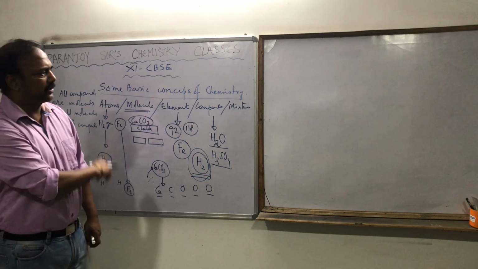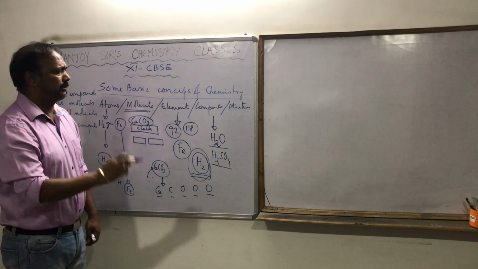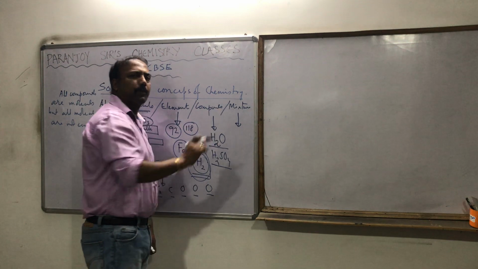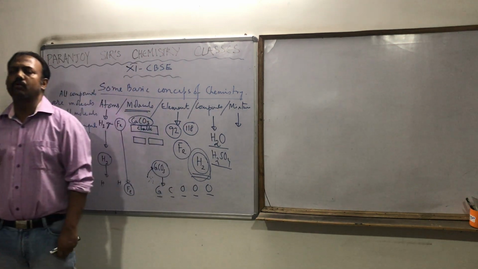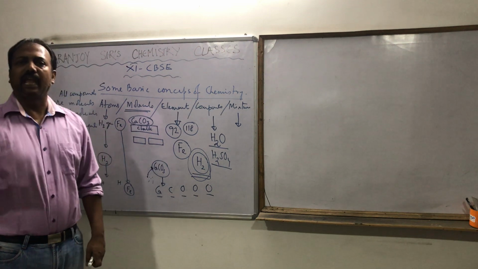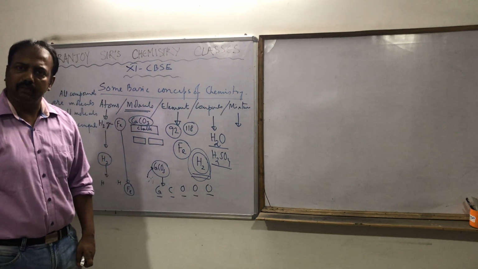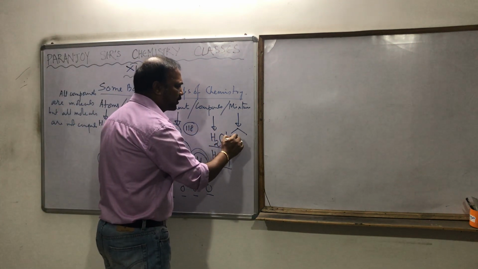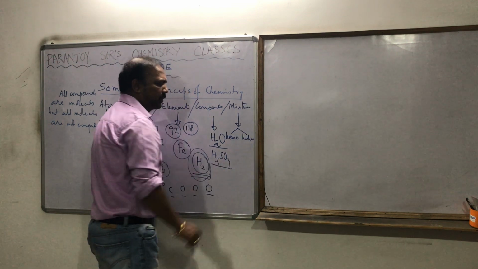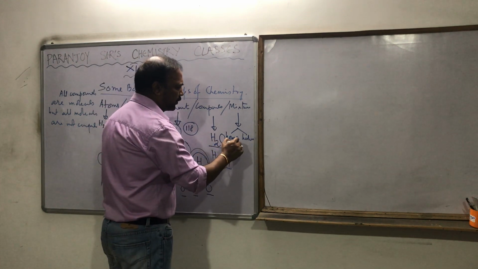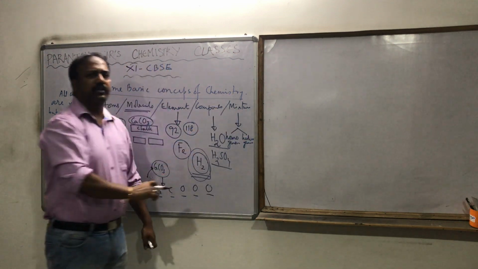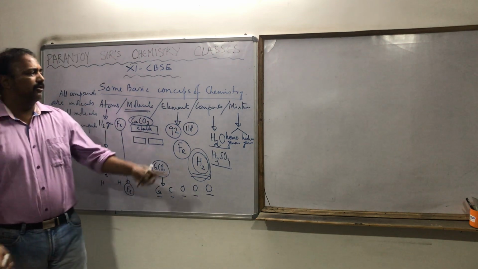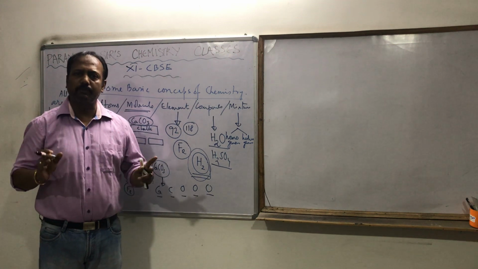Clear? Now, what is mixture? Mixture is the substance or the substances mixed or added in any proportion. Mixture is what? Two or more than two substances added in any proportion. That is what is known as mixture. Now, this mixture can be of two types again. One we call homogeneous mixture, another one we call heterogeneous mixture. So mixture is nothing but the addition of two or more than two substances in any proportion.